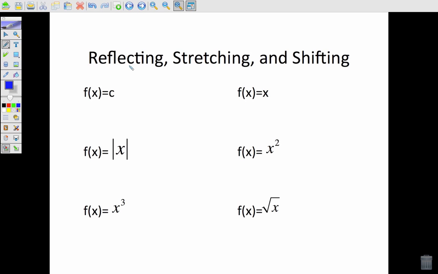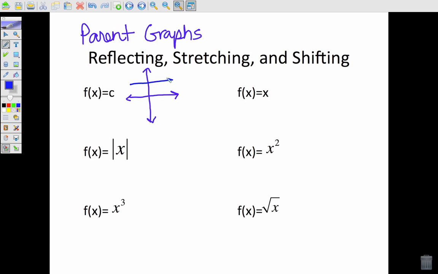All right, these are going to be the parent graphs here. What I'm going to do is go ahead and show you the sketch of each of these, and that way we can always go back and compare them anytime we're trying to do any of the reflecting or stretching. All right, so y equals c, or f of x equals c. This is just a horizontal line there. C is a constant. F of x equals x. This is simply just the line y equals x, slope is 1, intercept is 0, so there it is.